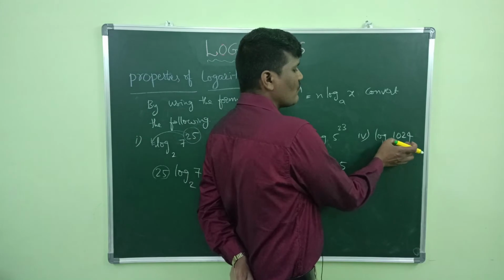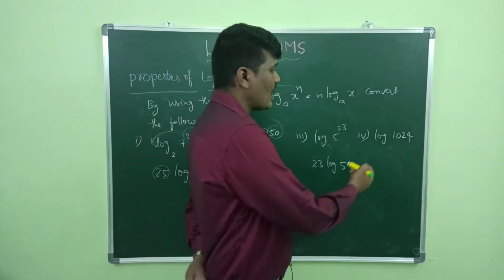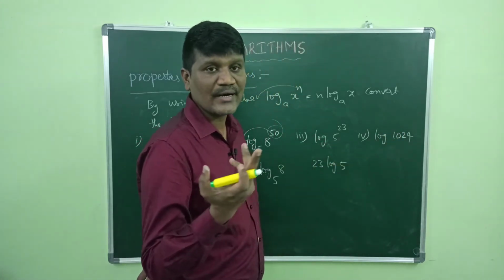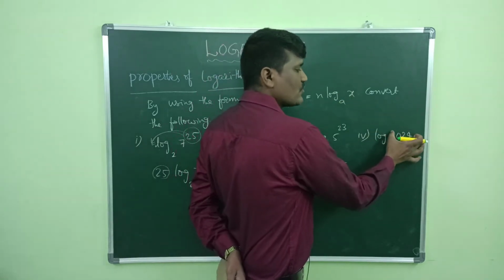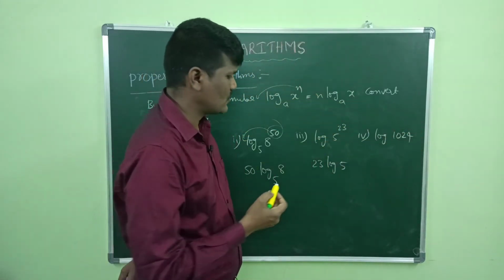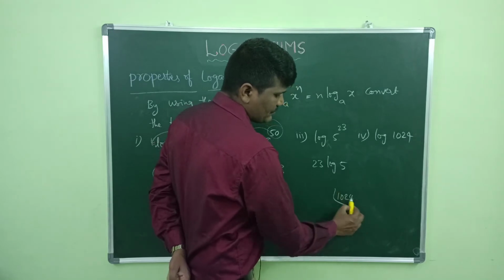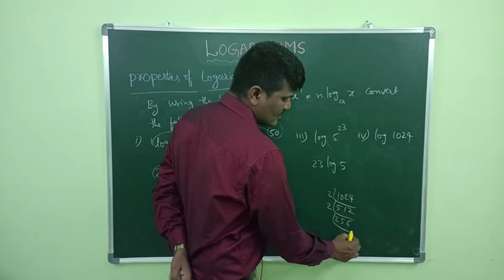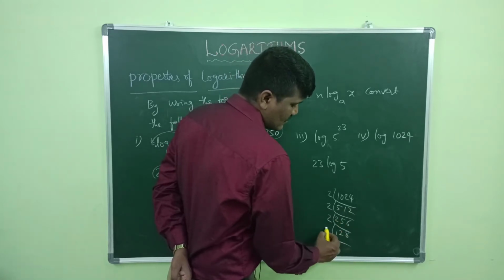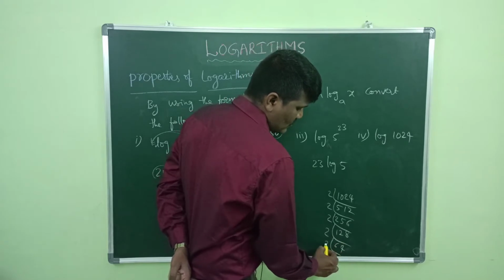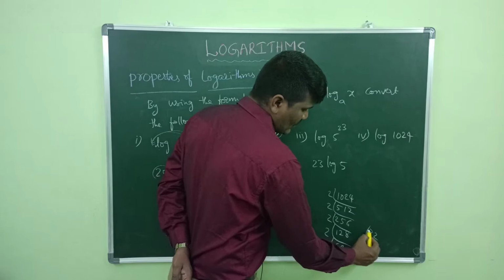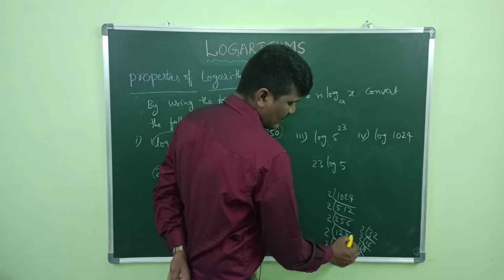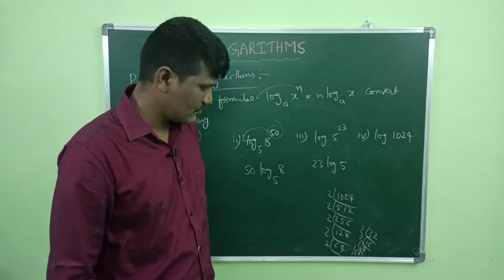Here, log 1024. How can we write this? Because 1024 is not in any power form, how do we write this one? Make 1024 into factors. So how can you write 1024? 2 fives are 10, 2 ones are 2, 2 twos are 4, 256, 2 times 128 is 256, 2 times 64, 2 times 32, 2 times 16, 8, 4, 2, 1 2 3 4 5 6 7 8 9 10, 2 power 10, right?